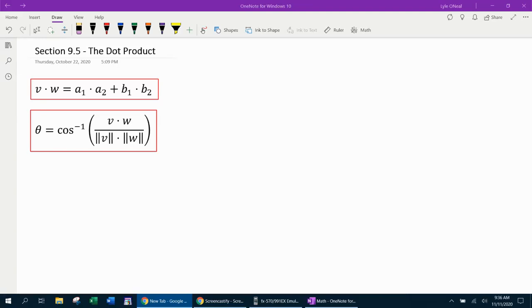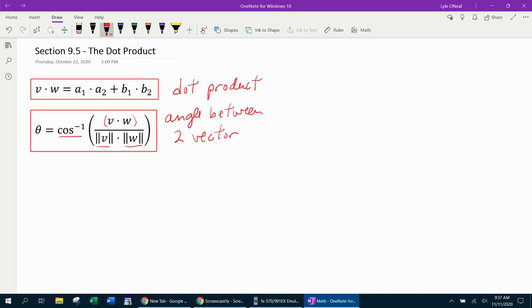Hello and welcome to our lesson on the dot product from our trigonometry class. This is going to cover section 9.5. We have two formulas to look at in this section. And the first formula I have listed here is the formula for finding the dot product.